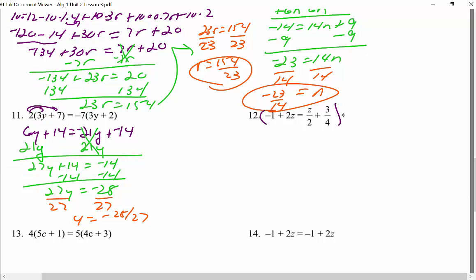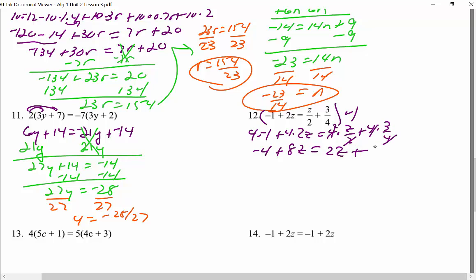Oh, fractions. Let's multiply by 4. So let's see if we can do it. So if it's 4 times negative 1 plus 4 times 2z equals 4 times z over 2 plus 4 times 3/4. 4 times negative 1 is negative 4. 4 times 2z is 8z equals 2 goes into 4 twice, so that becomes 2z. Here the 4's cancel, and that's plus 3.